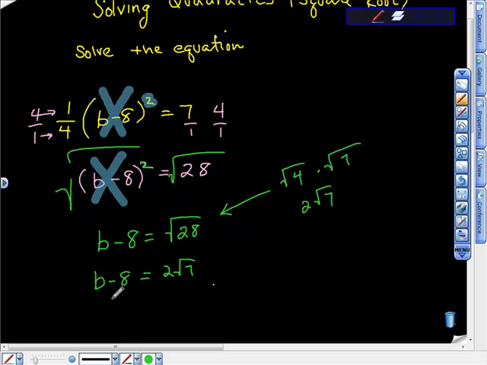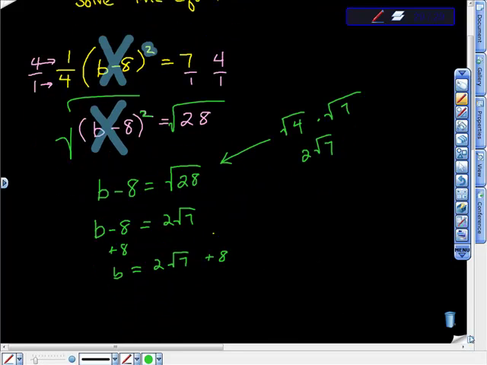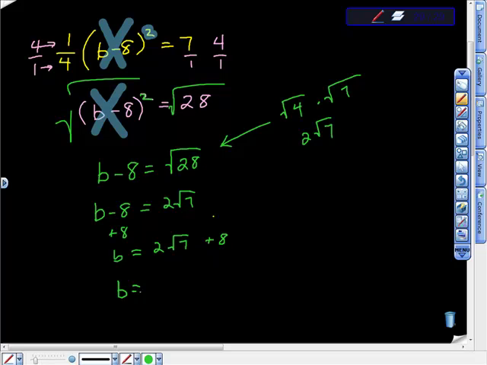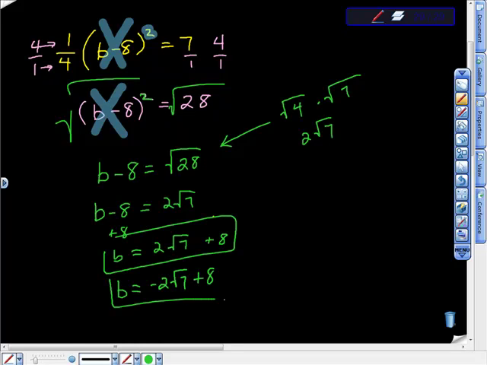And then from here, we just solve by adding 8 to both sides, and we get b is equal to 2 square roots of 7 plus 8. Now remember that we have to do it the other way also, because the square root of a number is a plus or minus. So we'd also say b is equal to the opposite of 2 square roots of 7, plus 8. And those are our two numbers. All right? I hope this is helpful.